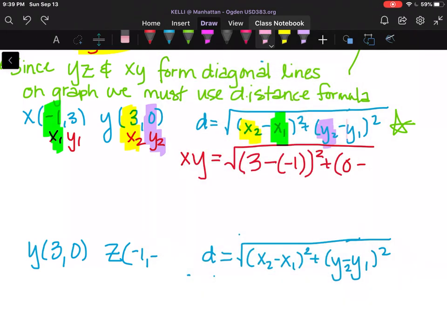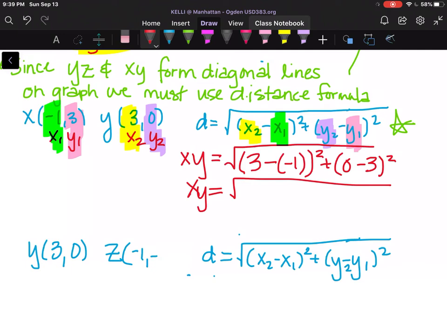So y1 I labeled over here as 3. So 0 minus 3 squared. Alright, so now it's just a matter of a bunch of order of operations, which people mess up all the time. So the biggest thing I can tell you is rewrite every single symbol every single time.